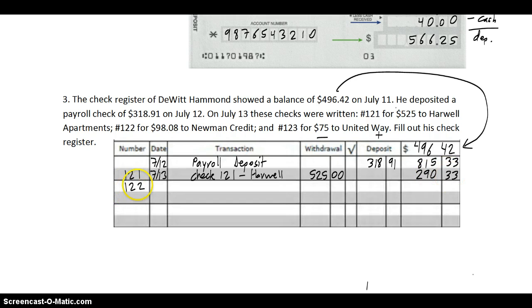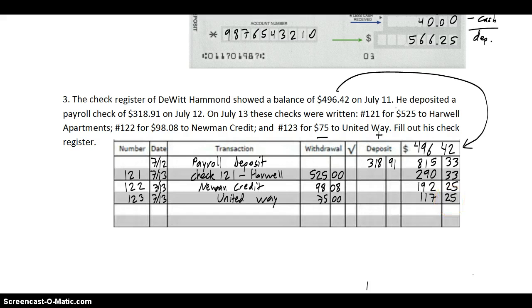Then you also wrote check 122 on the same day to Newman Credit. For 98.08, again a withdrawal. When you subtract 98.08, you get 192.25. And then check 123 is for 75 bucks, and that goes to United Way. So he's donating to a good cause. United Way, $75, which gives us a final balance of 117.25.